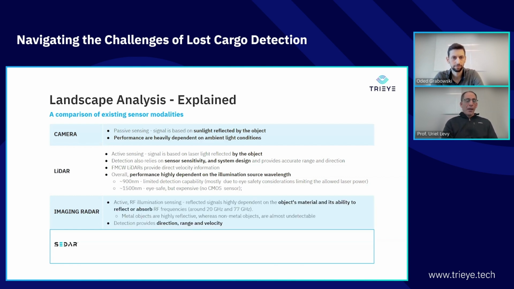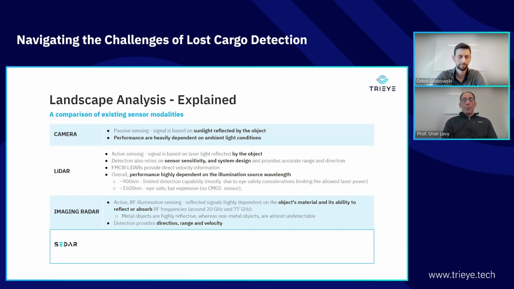Thinking about imaging radar, it's an active modality. It is based on RF illumination rather than standard light. And again, reflected signals are highly dependent on the object materials and their ability to reflect or absorb the RF frequencies. When we say RF frequencies, we're typically discussing a range somewhere between 20 gigahertz and 77 gigahertz.